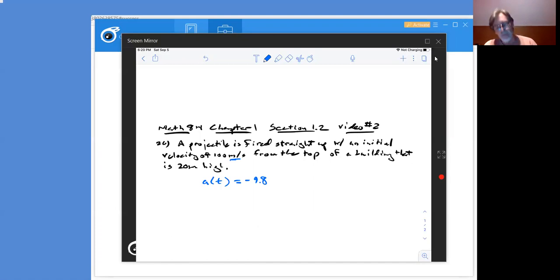So here's where the other notation comes in. Another way to write that is to say x double prime is equal to negative 9.8. And folks, that's a differential equation. We didn't know we were dealing with it, but your teacher did when they're teaching you. That's a differential equation.